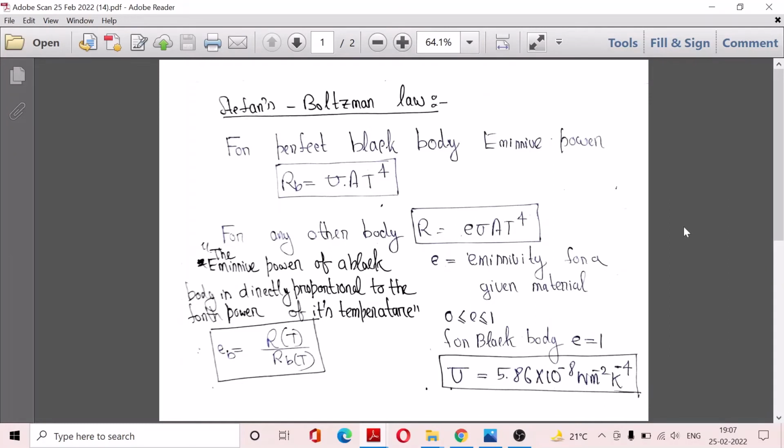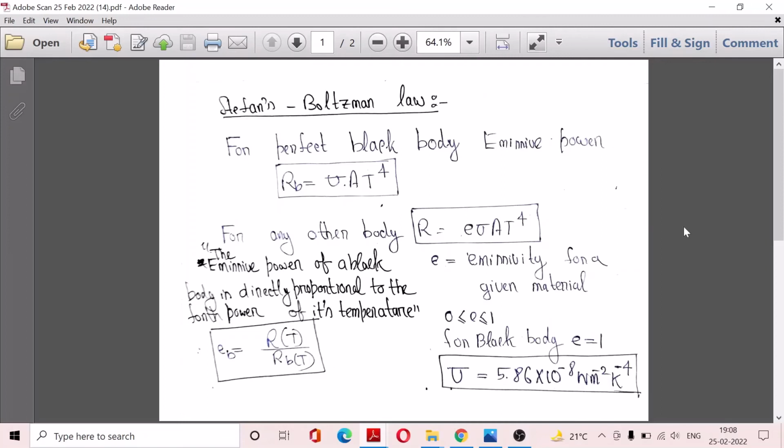Let's read Stefan's law, Stefan-Boltzmann's law, and Kirchhoff's law. First, we will see the statement of Stefan-Boltzmann's law. The emissive power of a black body is directly proportional to the fourth power of its temperature. Rb is proportional to A into T to the power 4, and we can write it as Rb is equal to sigma into A into T to the power 4, where sigma is Stefan's constant, which is 5.67 into 10 to the power minus 8 watt per meter squared per Kelvin to the power 4.